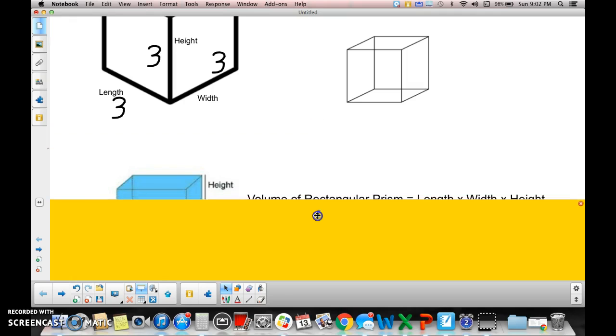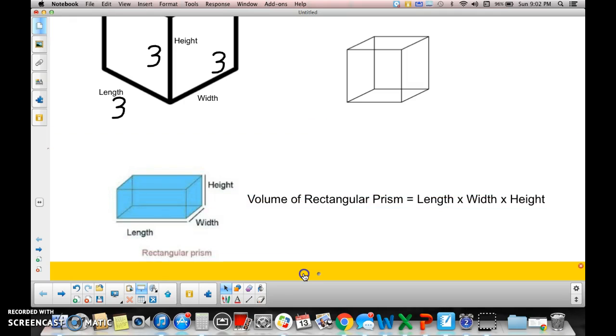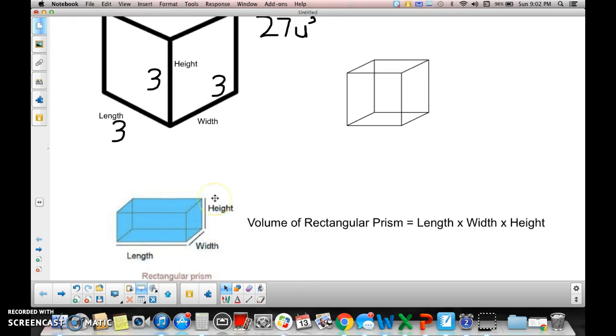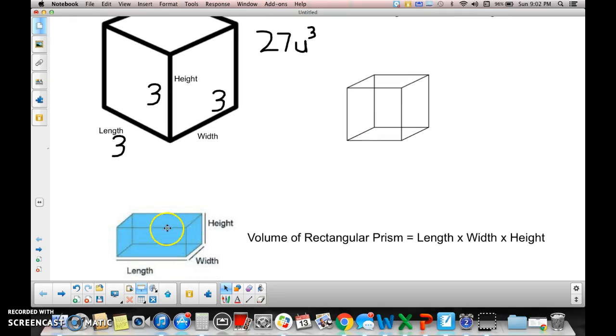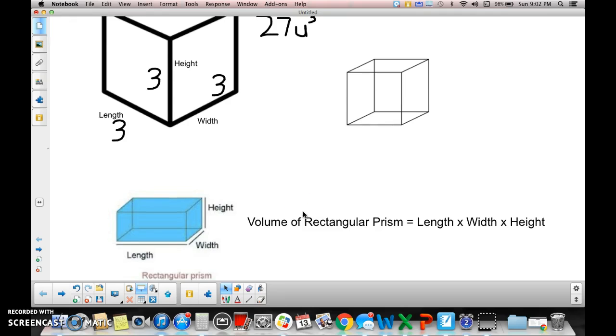The second one I want to show you is very, very similar. It is a rectangular prism. As you can see here, again, we have length, width, and height. The only difference between the rectangular prism and the cube is that the rectangular prism does not have equal sides. It has a bottom and a top that are exactly the same, and then the sides are going to be rectangles but with different lengths. The most common example in everyday life of a rectangular prism would be a shoebox. This kind of looks like a shoebox, I think.